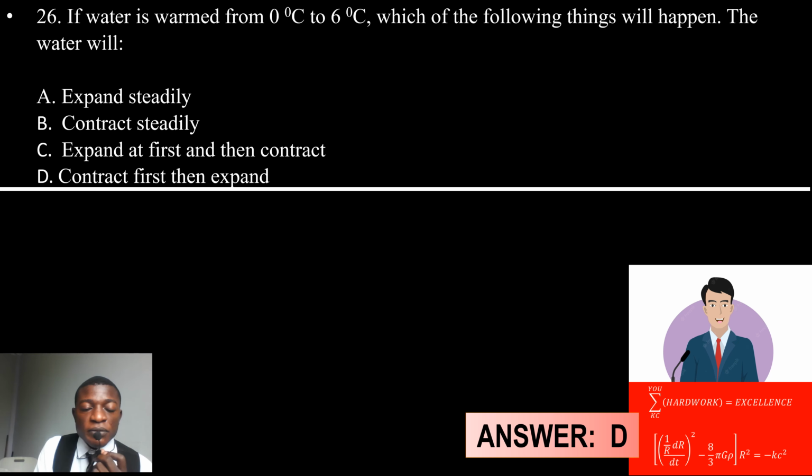This is so cool. This is a very good question. I love it. And so the answer is basically like we've explained. If water is warmed from 0 degrees to 6 degrees Celsius, it first of all contracts. It contracts first, so clearly good. So this is the answer: contracts first, then expands. So it contracts till it gets to 4 degrees Celsius, and you continue to heat it, then it begins to expand. All right, perfect.